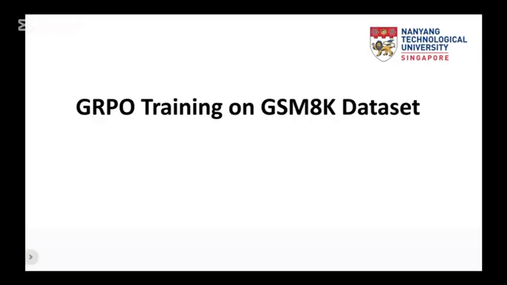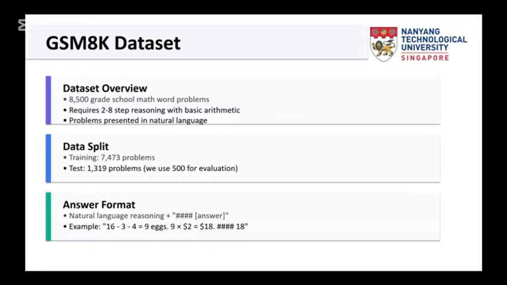Next, I'll share our GRPO training project and the GSM8K math dataset. It's a collection of 8,500 grade school math problems. These are elementary school word problems, not super complex, but they do require multiple steps of reasoning. We use a standard split, about 7,473 problems for training and tested on 500 problems. One interesting thing about this dataset is the answer format. Models need to show their reasoning process and then mark the final answer with four hash symbols.